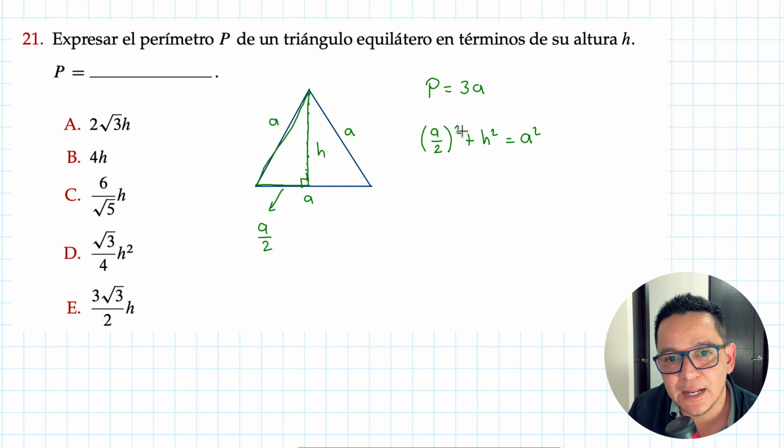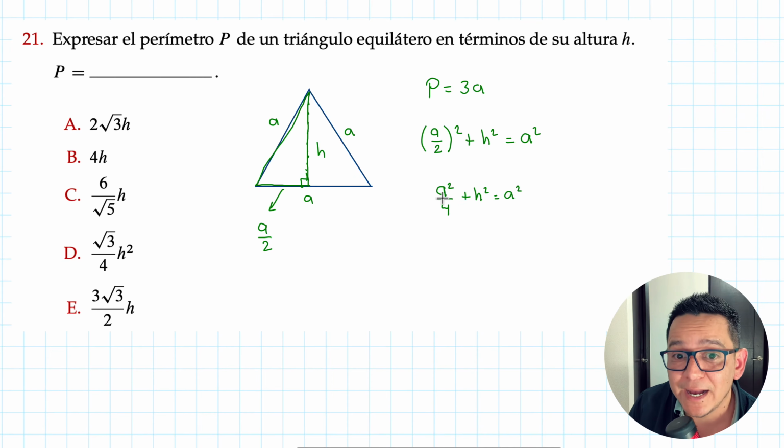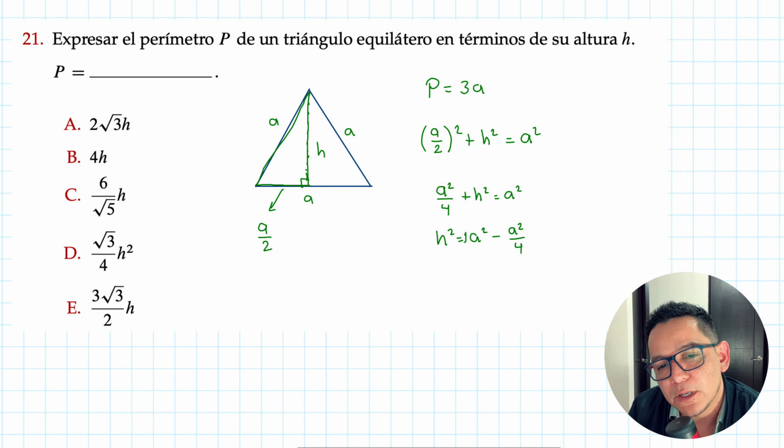Let's square A over 2. So I get A squared over 2 squared, which is 4, plus h squared equals A squared, this A squared. I'm going to move the quarter to the other side. So I get that h squared equals A squared minus A squared over 4. It's like if we had a 1 here, so it would be 1 A squared minus 1/4 of A squared, right? And that would give me 3/4 of A squared.